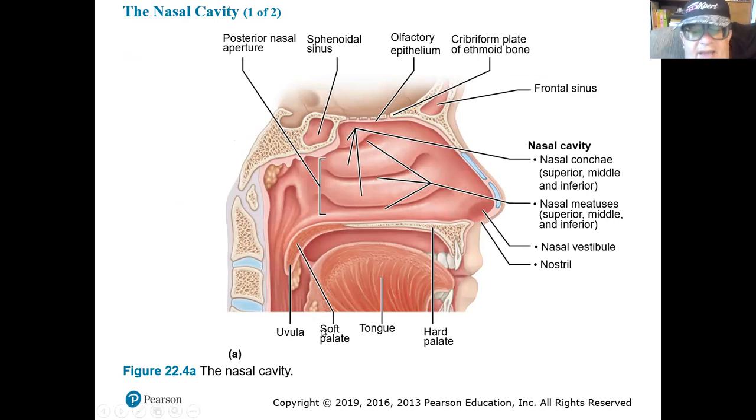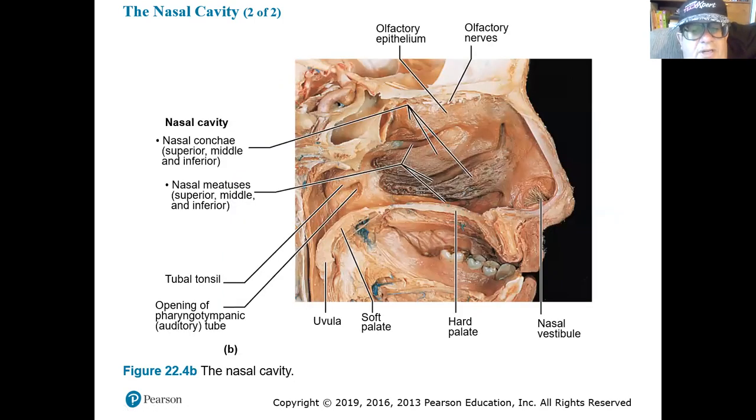Not pointing it out, but this growth right here, I mean, they're not pointing it out here, but they probably should. That's not in the middle, that's off to the side, and there'd be one off to each side. Those are your palatine tonsils, okay? These are the tonsils that are commonly called adenoids. Anyway, moving on.